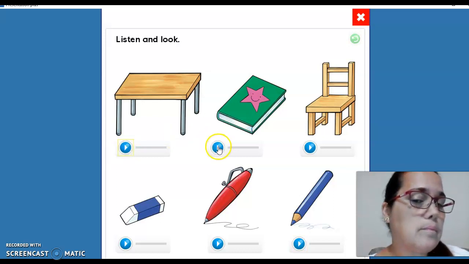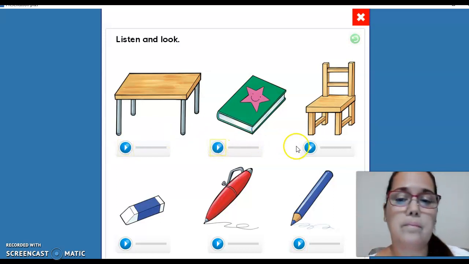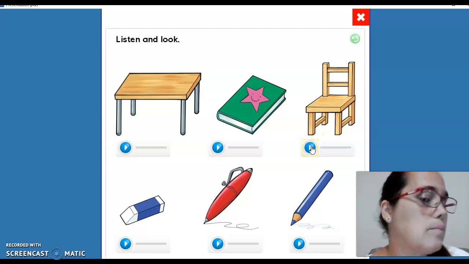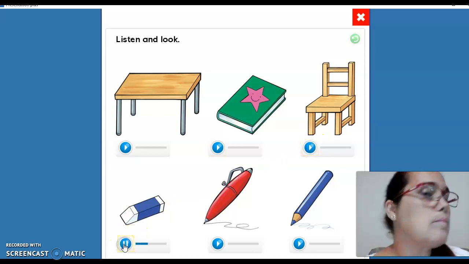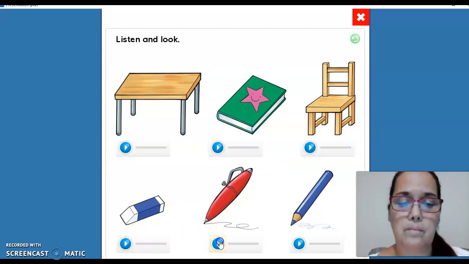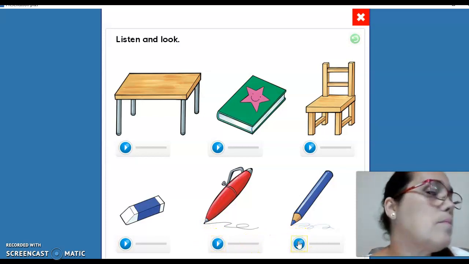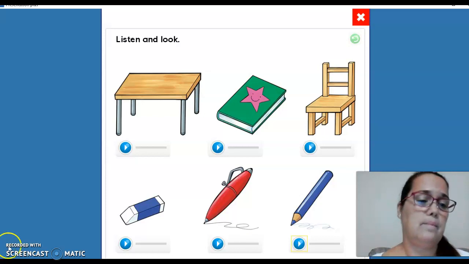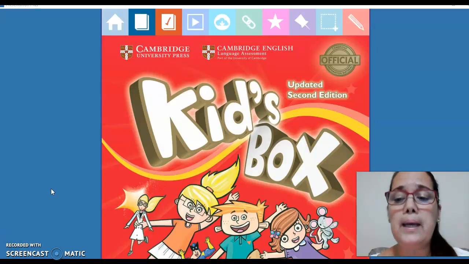Table, book, chair, eraser, pen, pencil. Good job, kids. Now let's play a game.